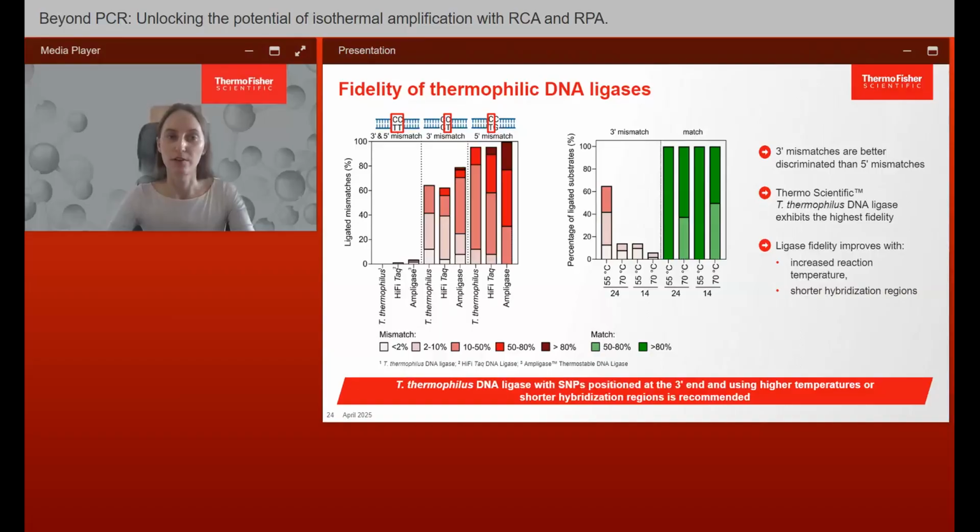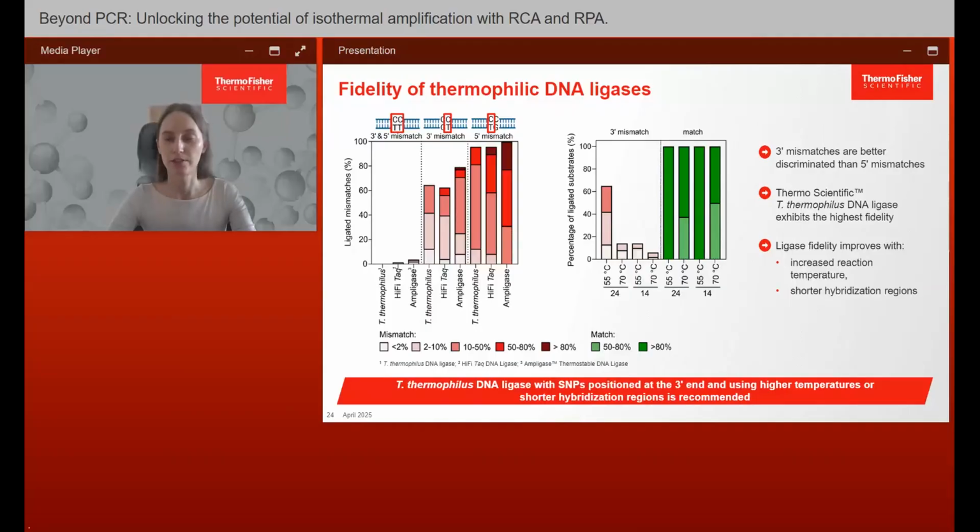Fidelity was lowest with mismatches at the 5' end, while 3' mismatches were more reliably rejected. Therefore, SNPs should be positioned to be complementary to the 3' end of your padlock probe. And among the ligases we tested, thermophilus DNA ligase showed the highest fidelity, with no ligation for double mismatches and lower efficiencies for both 3' and 5' mismatches, making it the most reliable choice for high accuracy SNP detection research.